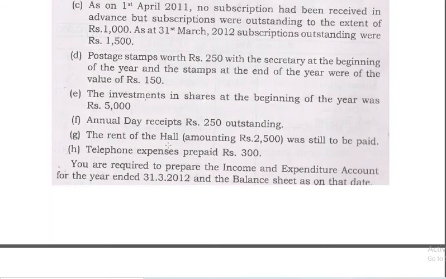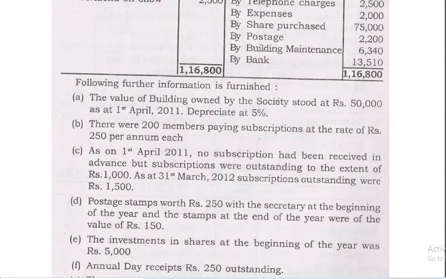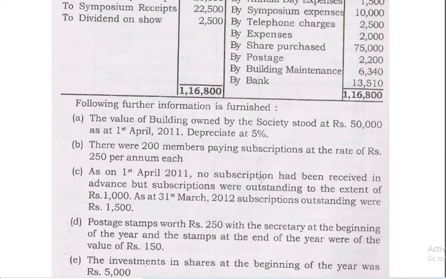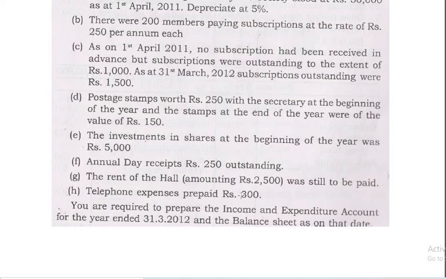Alright, next, rent of the hall outstanding, which is 2,500, was still to be paid. Nowhere is it given in the receipts and payments, I think, therefore it doesn't matter. On the expenditure side you can take rent outstanding, the entire amount 2,500, and in the closing balance sheet it will be a liability. Telephone expenses prepaid. Prepaid means next year's expenses you have paid this year, which is not an expense of the current year. So telephone charges 2,500 minus these 300, the remaining amount is the current year telephone expense. These prepaid expenses will come to the closing balance sheet.